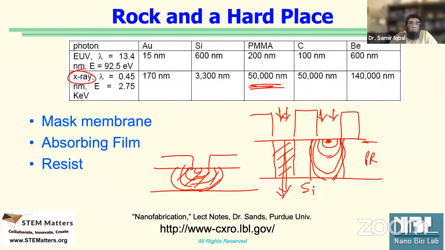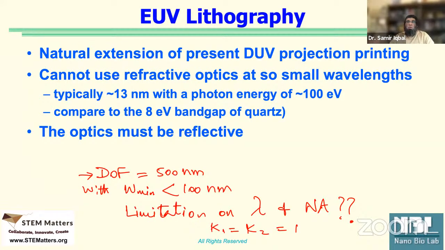So extreme UV lithography, although it's an extension of projection lithography, there have to be major changes made because we cannot use refractive optics. It messes up those optics. So we have to make reflective optics. So instead of going through that glass, we can strike it and use it like a mirror, right? So here are just some numbers with the depth of focus, 500 nanometer, smaller feature size. So we have limitations on how small lambda can be used in this case.